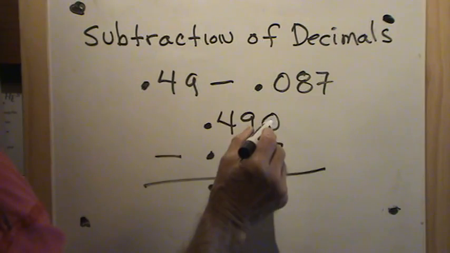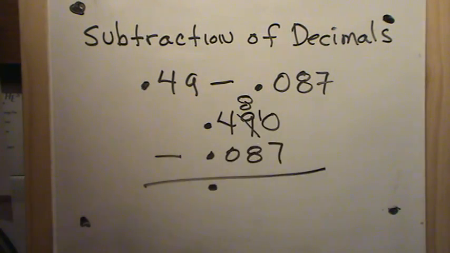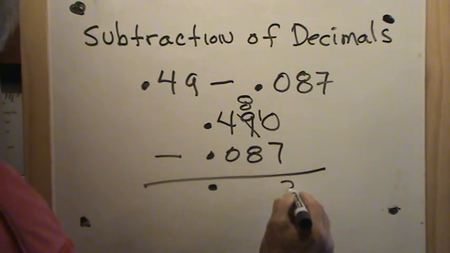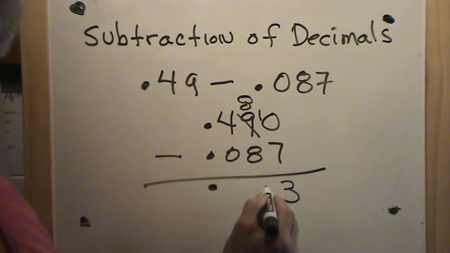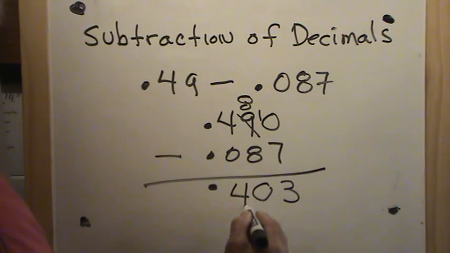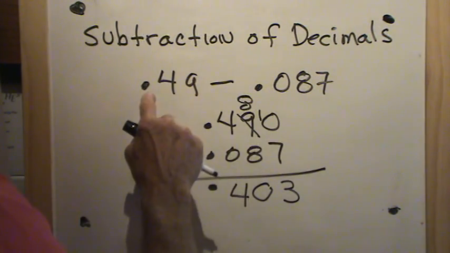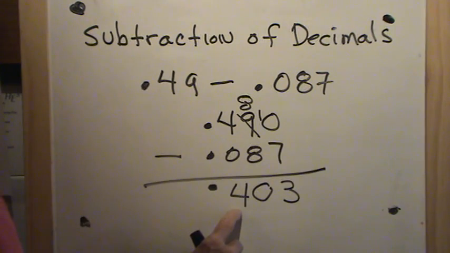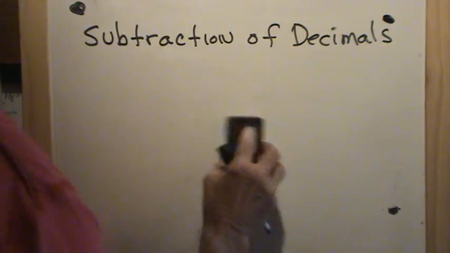Well, I can't take here, so I have to borrow and make this an 8, and this becomes 10. 10, take away 7 gives me 3. 8, take away 8 gives me 0. 4, take away 0 gives me 4. So when I subtract 87 thousandths from 49 hundredths, I get 403 thousandths. Good job. Okay. Now, time for you to work some problems.